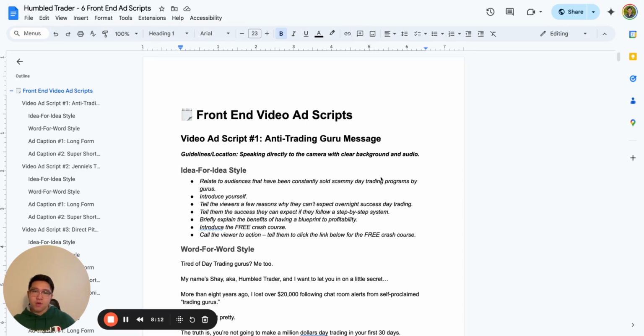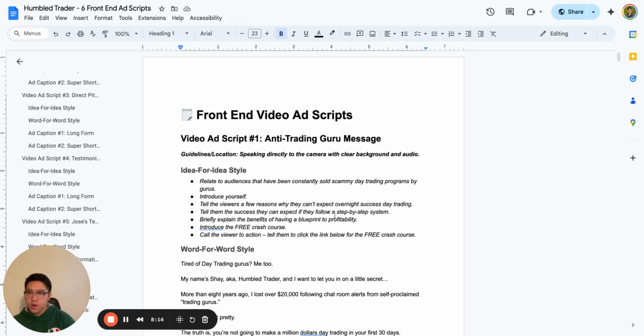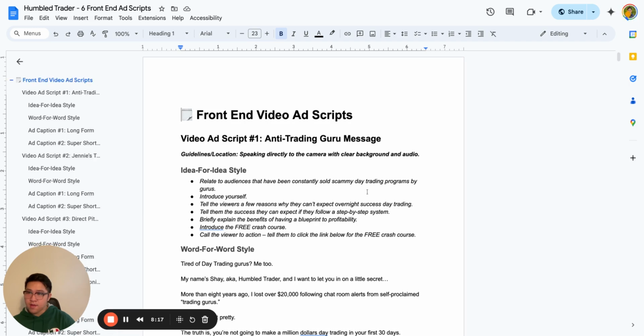So these are the front end video ad scripts. We also have retargeting, which I admittedly don't think is in this document, which is fine. So these ad scripts are what we sent Shay, and the way that I like to run ad scripts is that I like to give an idea for idea, or bulleted scripts, and then a word for word that you can directly read off of with a little bit of guideline location. This one was very brief, but this is an anti-trading guru message. So this is to people who probably already have bought a course, or bought a coaching program, or bought some sort of online education, or education otherwise about trading, and are feeling the pain.